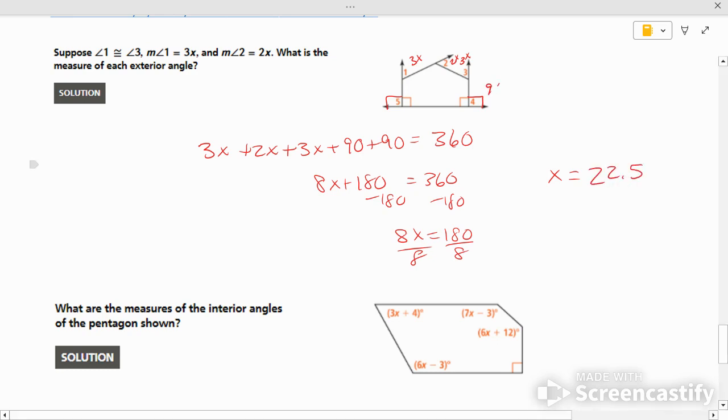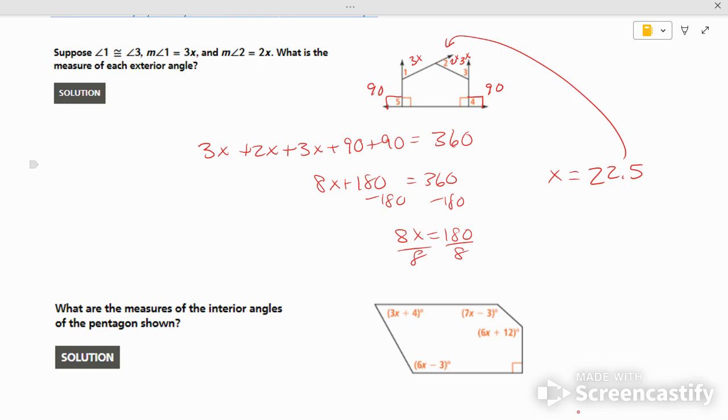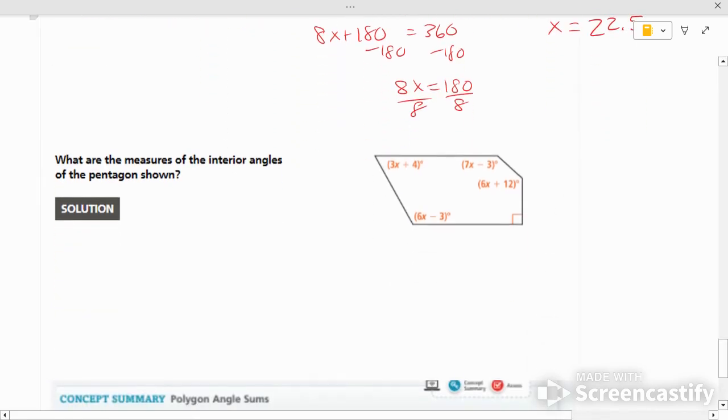So this one's 90, this one's 90. 22.5 times 2, this one's 45. 22.5 times 3 is 67.5. So these two are 67.5.